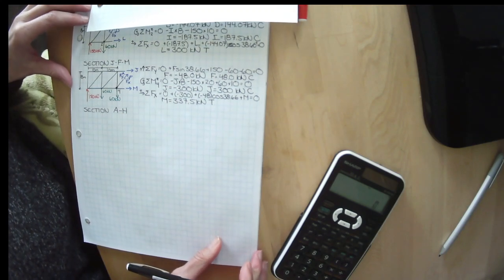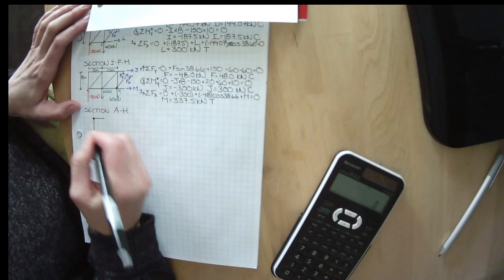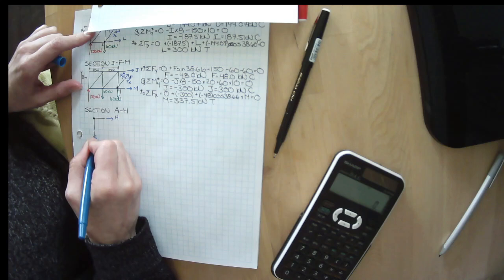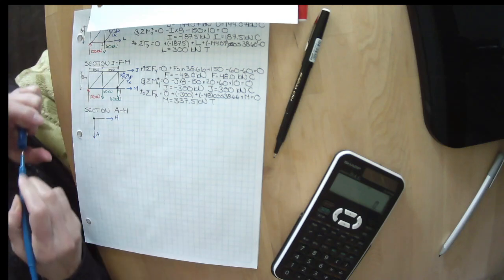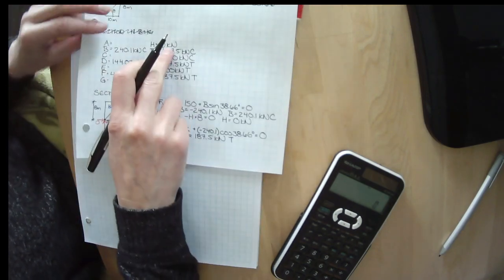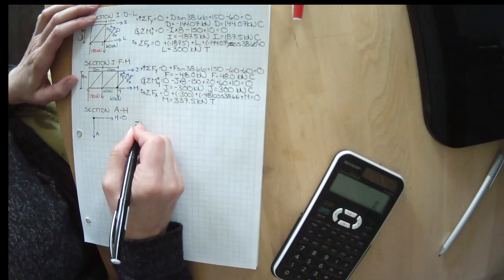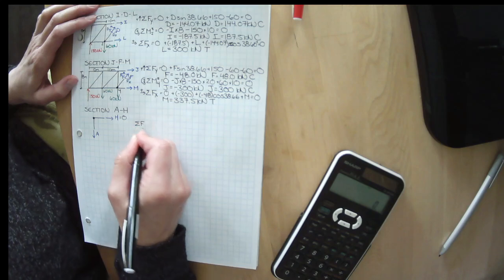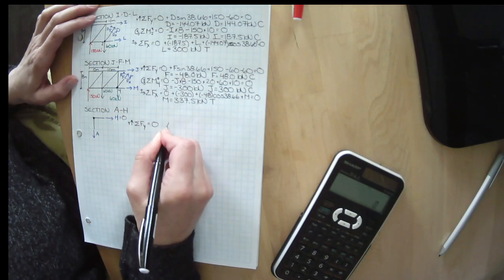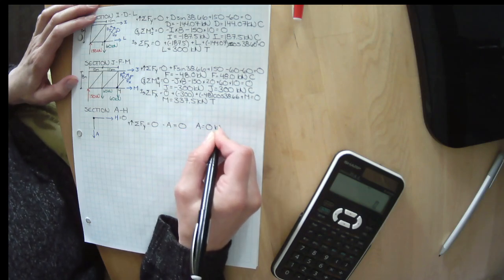I'm going to solve for A. I've got this node right here. I have H and A. H we've already solved for. We solved for H and found out H was 0. We can sum our forces in the y direction. Minus A equals 0, or A equals 0 kilonewtons.